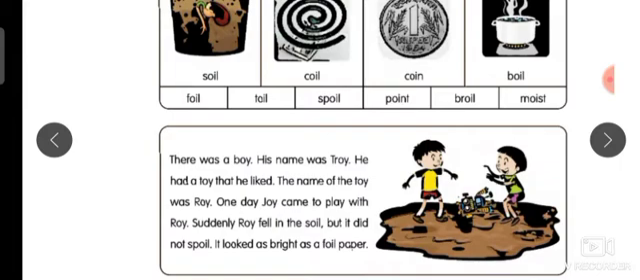Say along with me, children. You can see the words in blue, that are all examples of the OI digraph sound. Okay?